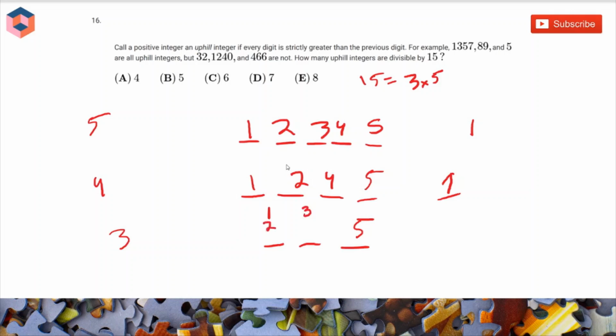What if we have a 2 here? That would give us 7. 7 plus 1 is not a multiple of 3. We can't even have 1 since 1 is less than 2. 7 plus 3 is not a multiple of 3, and 7 plus 4 is not a multiple of 3. So that does not work.